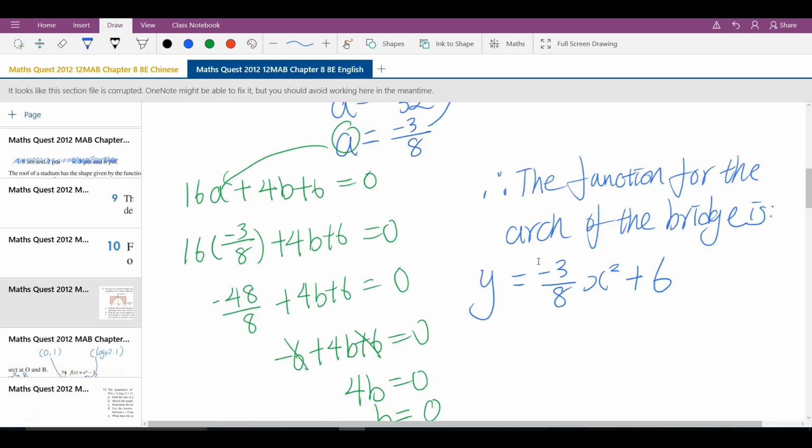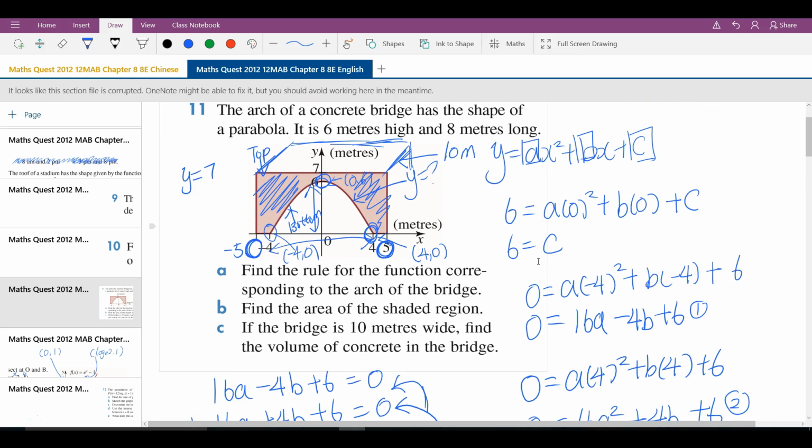Let's go to the last question. Last question is, if the bridge is 10 meters wide, find the volume of the concrete of the bridge. Oh, I'll just draw it here. So if the bridge is 10, that means that bit is 10. So just a new dimension added on it, right? So all we have to do, volume is equal to area times another dimension.